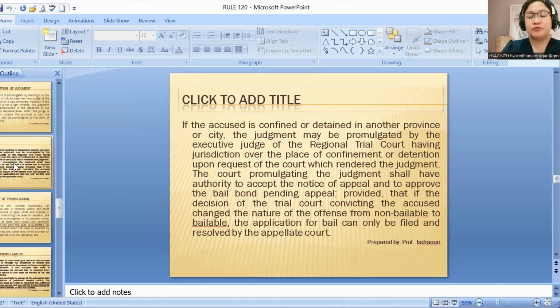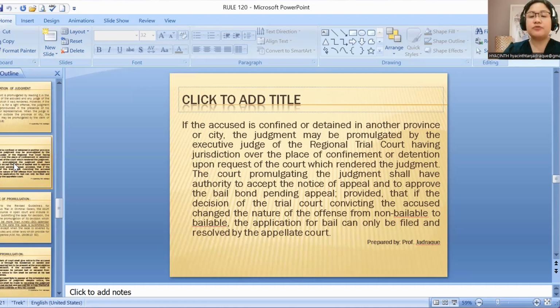Now, if the accused is confined or detained in another province or city, in other words, he might have a case here in Cebu and he was arrested on that case here, so he was detained here. And then it would also appear that prior to his arrest here in Cebu, he actually committed another case in another province. So since the court in Cebu took jurisdiction first over his person, then he shall be detained here while the case in another province or city shall also proceed. Only that he is detained here in Cebu.